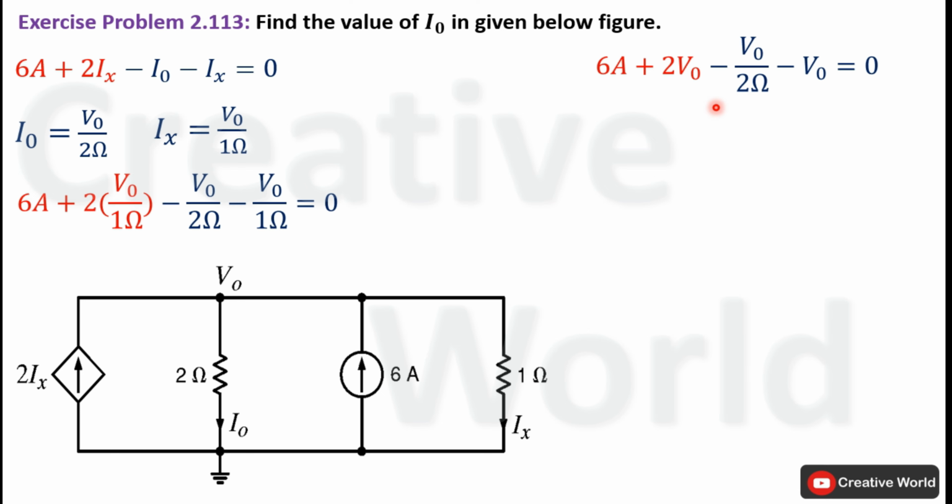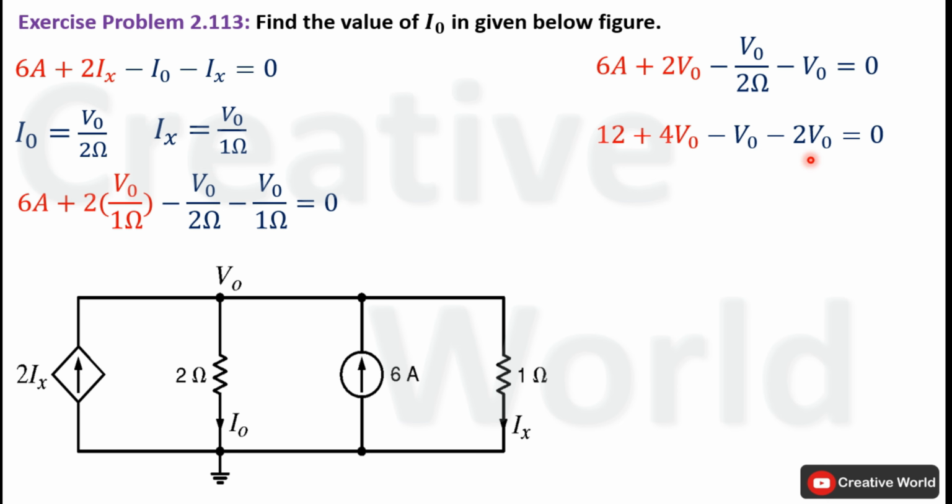Now, in order to further simplify this equation, we will multiply this equation by 2 on both sides to cancel out this 2 ohm in the denominator. So the product of 2 and 6 will become 12. The product of 2 and 2V0 will become 4V0. This 2 ohm in the denominator will be cancelled out with the product of 2, and only V0 will be left. And at the end, the product of 2 and V0 will become 2V0.